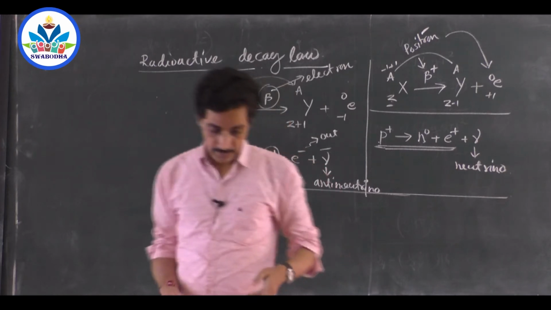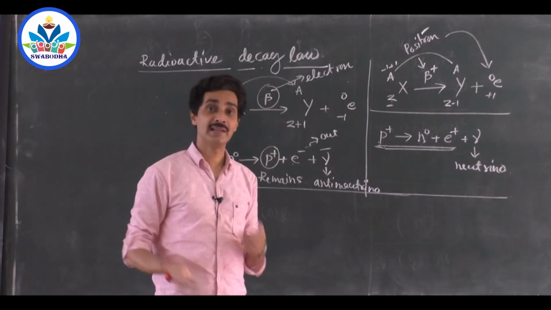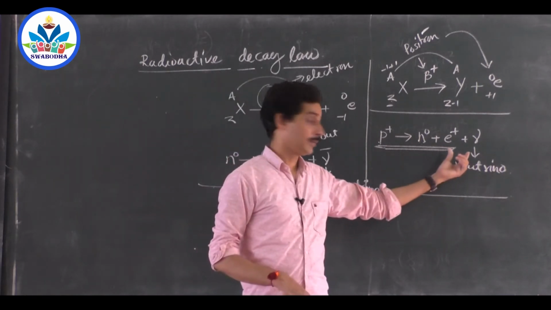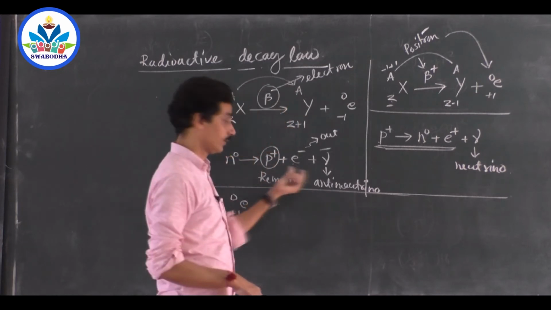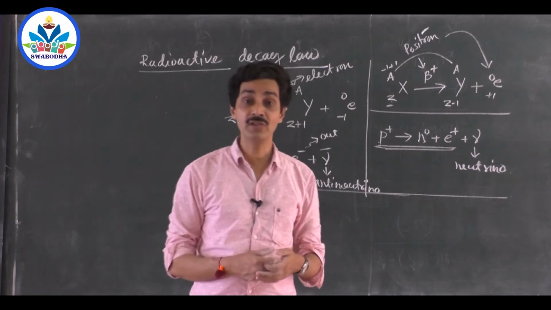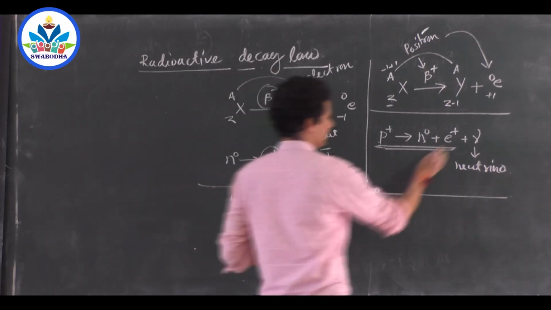So you may have a question like this: along with the positron, what is the particle that is coming out carrying some missing energy? That is the neutrino. Along with the electron, what is coming? The antineutrino. Now there is a special thing about this antineutrino, positron and electron. These positron and electron are antiparticles.